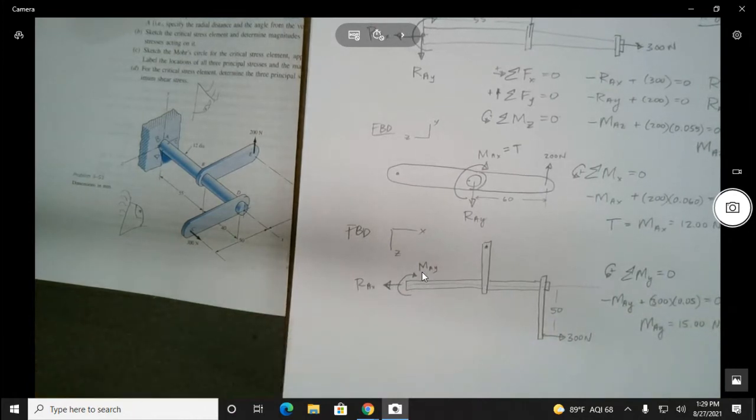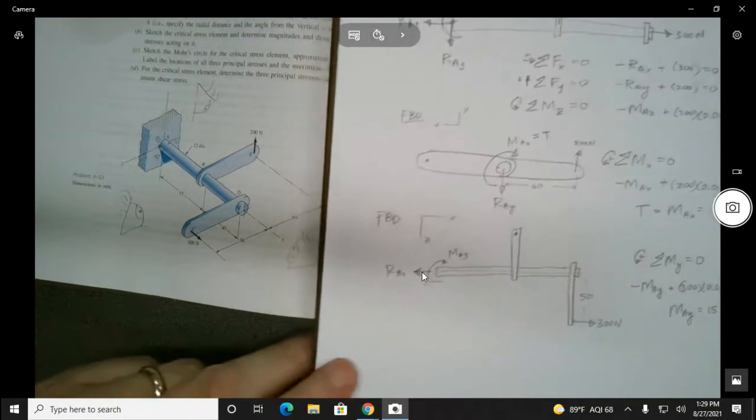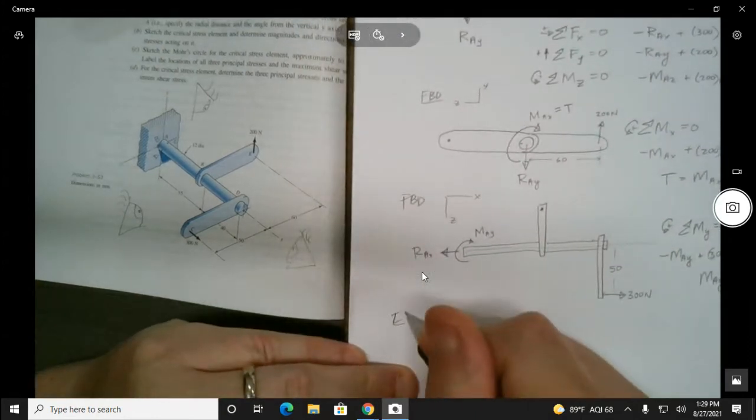Okay, so we've got our loads figured out. Now, let's try for element A.